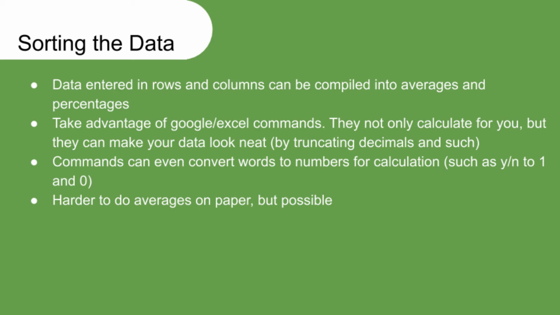Like this team left the HAB platform only 25% of the time. Maybe they're not a good team. Anyway, that's just an example, not a real life example. And it's harder to do averages and percentages and calculations like that on paper, but it is possible. Yeah, again, that's why I like the spreadsheet method better.